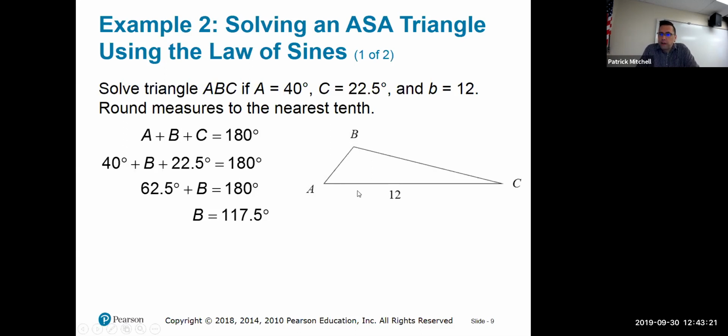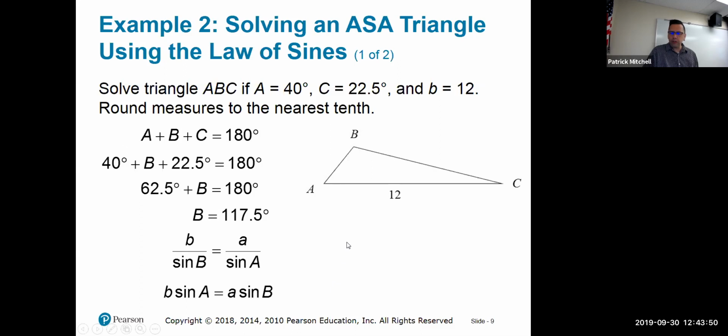Okay, so it's your choice of what to find next. We have all three angles, so we could either find side A or side C first, and it looks like they decided to go with A. So again, we'll cross multiply these two, and that'll give us B sine A equals A sine B. And since the thing that we do not know is side A, we'll solve this equation for side A, which gives you this. Side B is 12, angle A is 40 degrees, angle B is 117.5 degrees, which makes side A about 8.7.